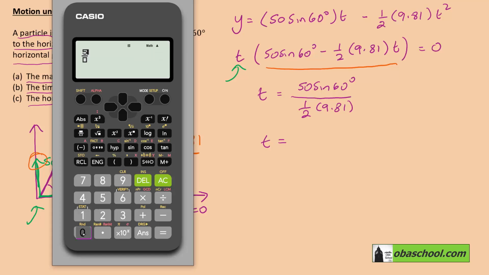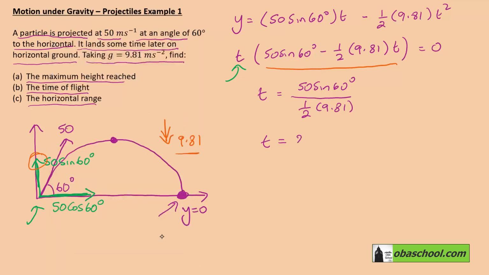So we've got 50 times sine 60 divided by 0.5 times 9.81. That gives me 8.83 seconds. Correct to 2dp. And of course that was the answer to part B.